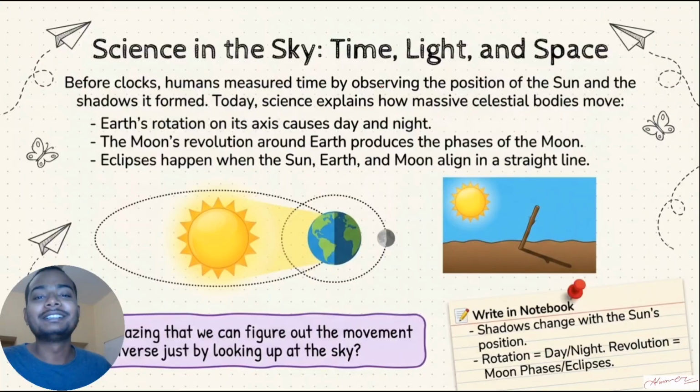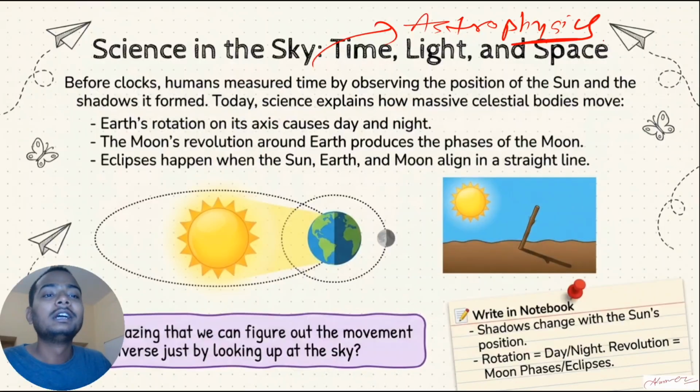Now, science in the sky. Acha, this one is an absolutely interesting subject. And in physics, when we talk about the science related to the sky, in space there's a branch of physics called astrophysics. Okay, astrophysics. In the last chapters of this book, we'll be talking about one chapter which will be absolutely dedicated to astrophysics.